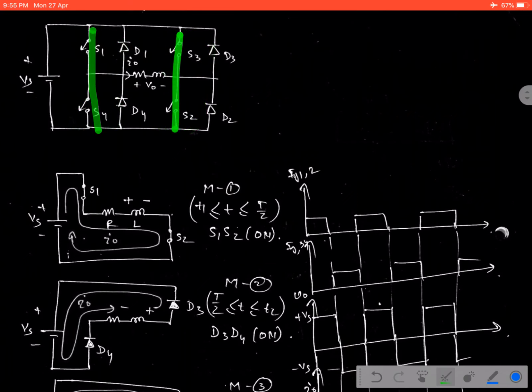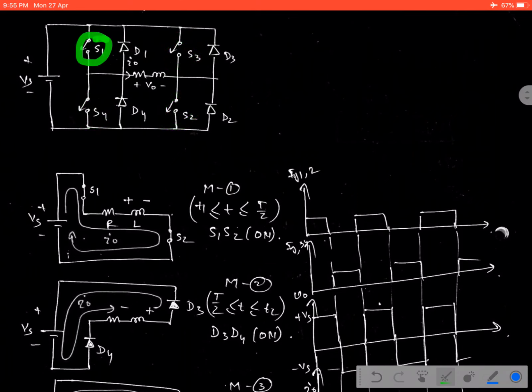It will provide the short circuit path and the thyristor will be damaged permanently. So to avoid this short circuit path, we can never apply the triggering pulse to the switches which are connected in the same leg. Okay, so now let us go to the operation.